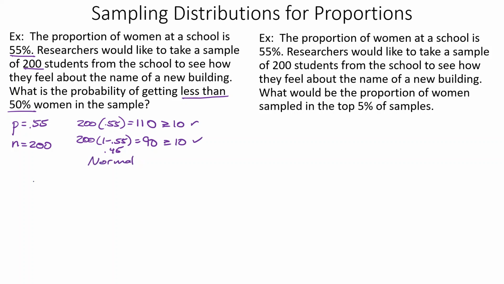So now we need to know what's the mean of that sampling distribution. Well, the mean of all the p hats is going to be the 0.55. Now, what's the standard deviation of that sampling distribution? Well, it's the square root of p, 0.55, times 1 minus p over 200, the sample size.